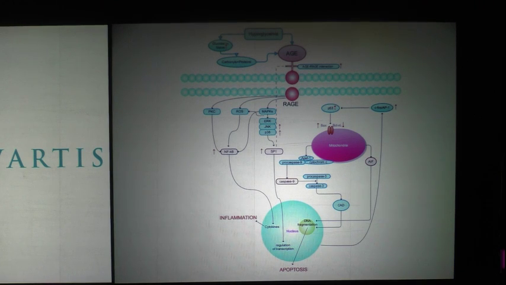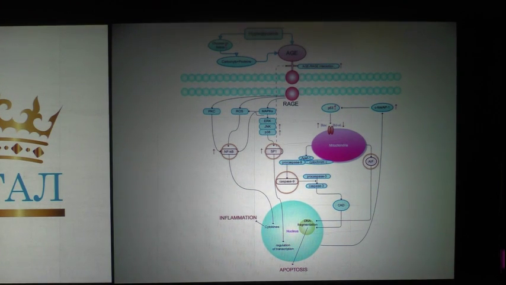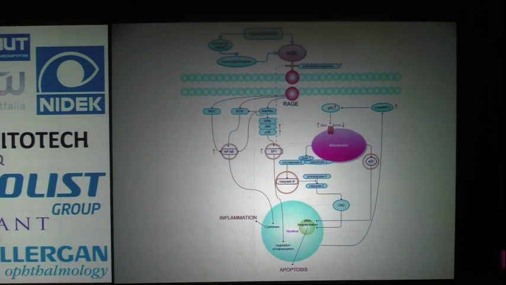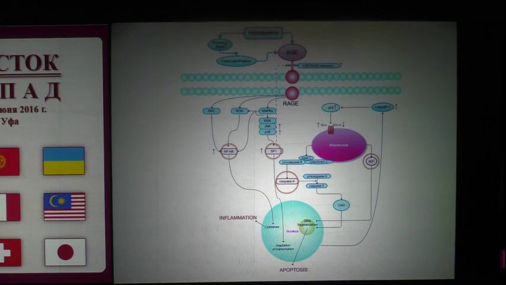So this is the scheme concluding our study. As you see, both caspase-dependent and caspase-independent cell death pathways are involved in the apoptosis, and overexpression of SP1 and NF-kappa-B confirmed that there is an enhanced interaction between AGEs and the receptor for AGEs, which causes further pathological changes in the neurons which are exposed to AGEs.